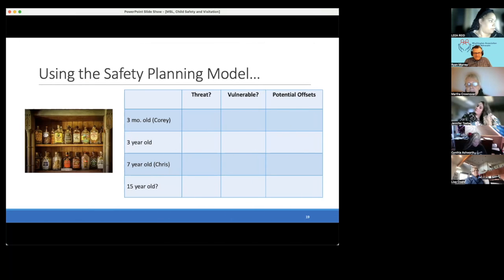Welcome back, everyone. So who would like to discuss this liquor shelf? Let's start with the 3-month-old again. Is it a threat? What do you guys decide? Yes. Say more, Stacy, than yes. Why is it a threat?